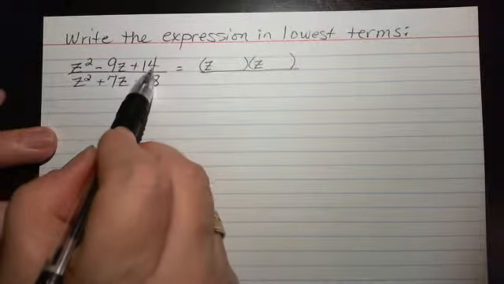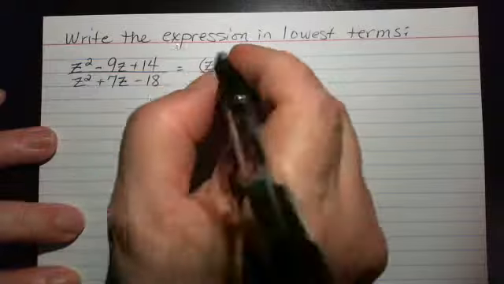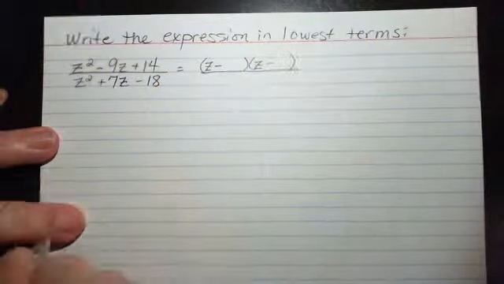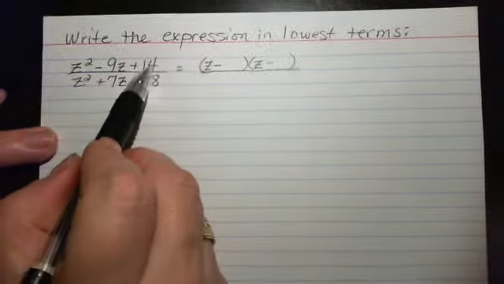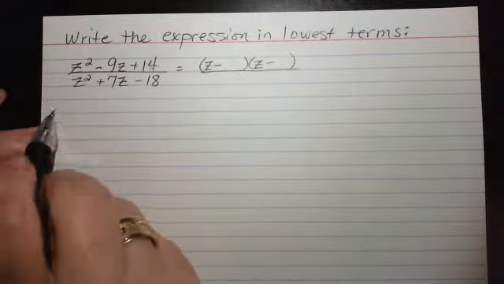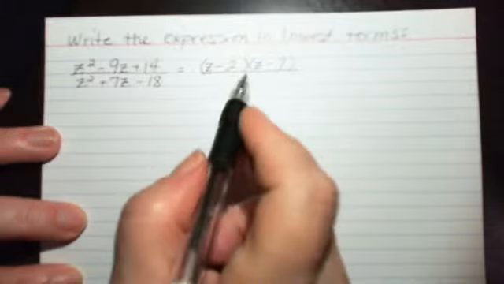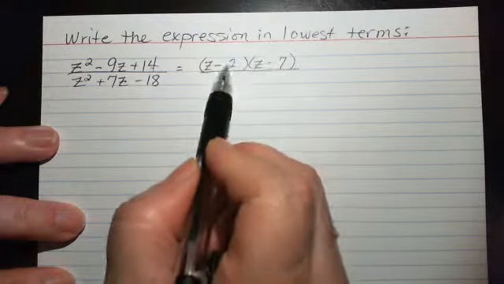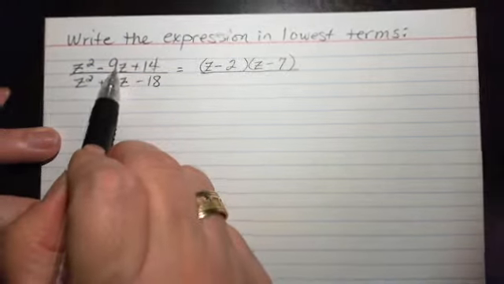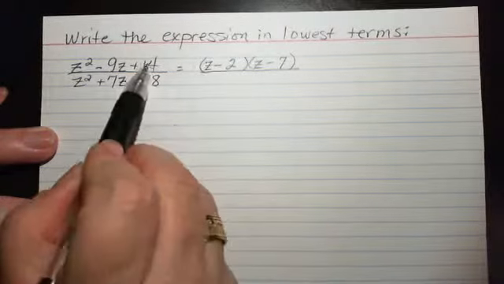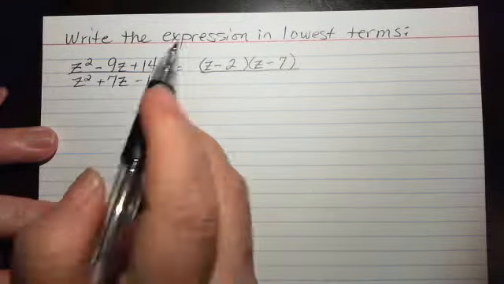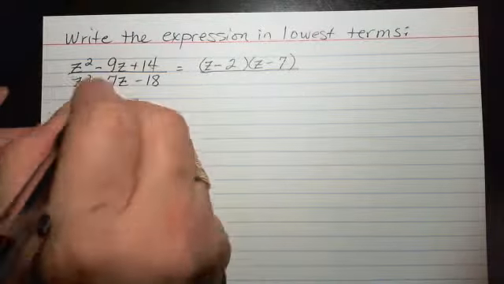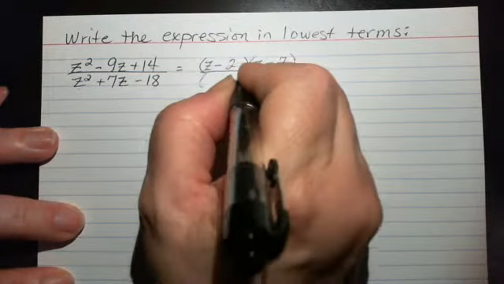So they have to multiply positive and add negative. If they multiply positive, they have to be the same sign, so they must be two negatives. And then what numbers multiply for 14 and add for 9? About 2 and 7. Alright, now check that quickly. z squared, negative 7z, negative 2z, add for negative 9z, and these two multiply for positive 14. Good factoring. Okay, so now let's see if we can do the same thing for this denominator trinomial.